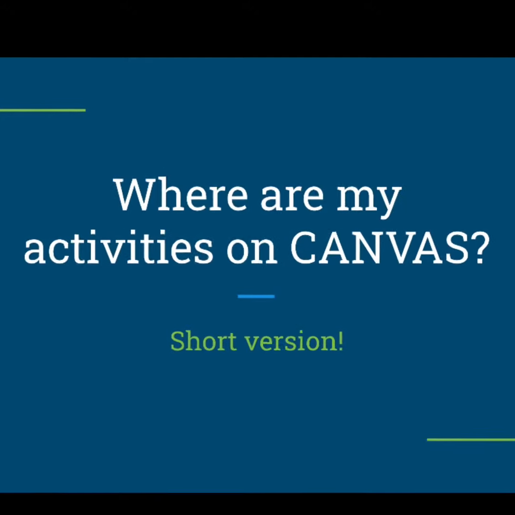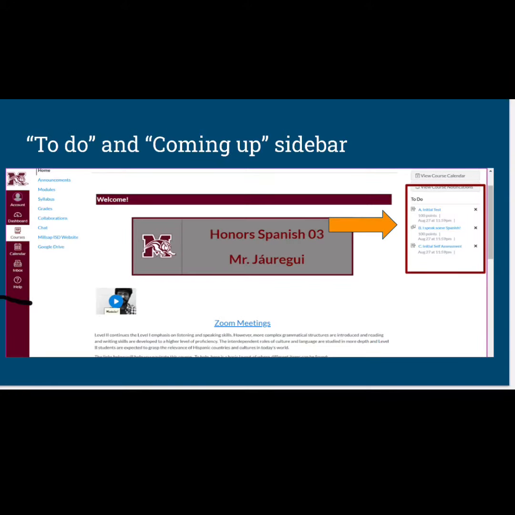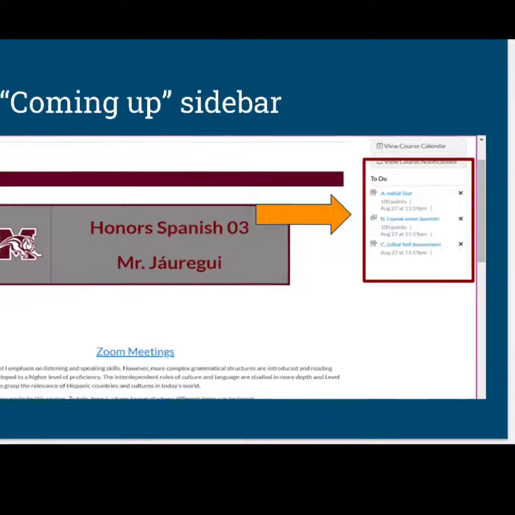If you're watching this video, you already know how to log into Canvas. Let's check where you can find your assignments, activities, and grades. First of all, you can find your assignments and activities in the To Do and Coming Up sidebar.